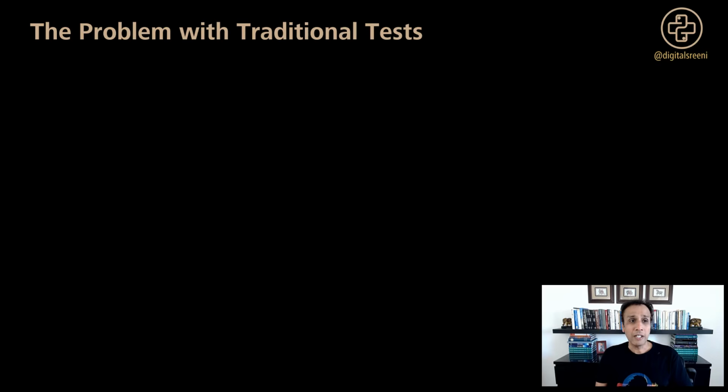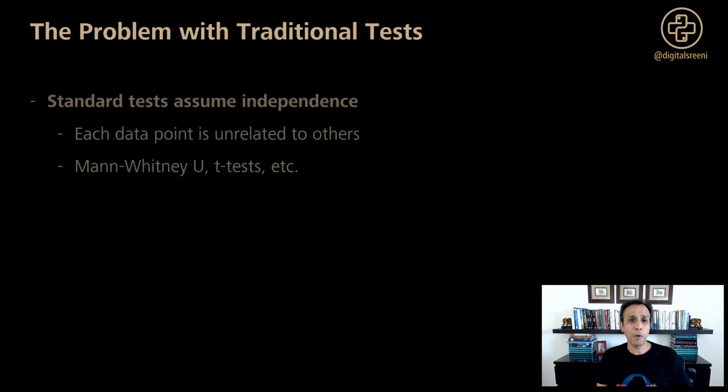Okay, so the plan here is first let's look at why we even need a different type of test. If you have parametric and non-parametric tests, why do you need to do something else with time series? Well, the problem with traditional tests, standard tests like Mann-Whitney, for example, is that they assume data independence, which means each data point is unrelated to the others. But in time series, that's not the case.